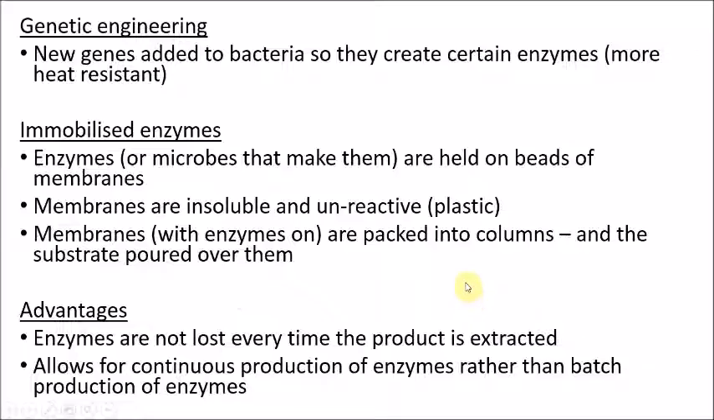Now, genetic engineering. You can do a little process where you add some genes to the bacteria so that they create certain enzymes that you want, like pectinase or whatever. And you can make them more heat resistant, because sometimes enzymes are used in washing powders, and washing powders need to work at high temperatures sometimes. So if you can make the enzyme more heat resistant, then that's really useful.